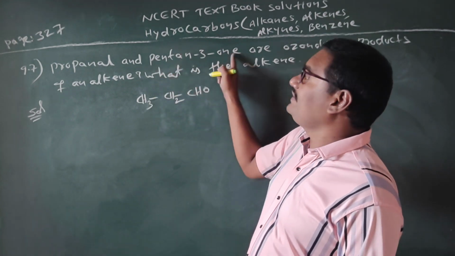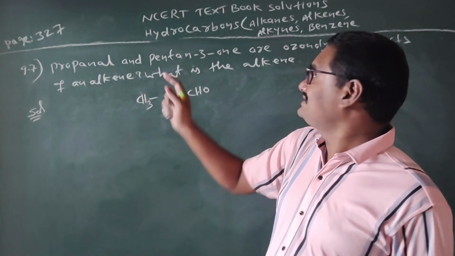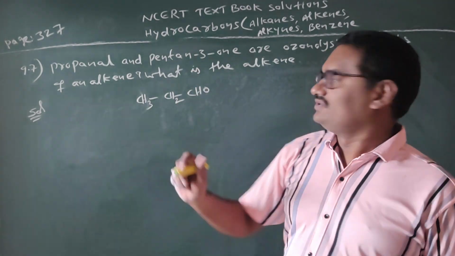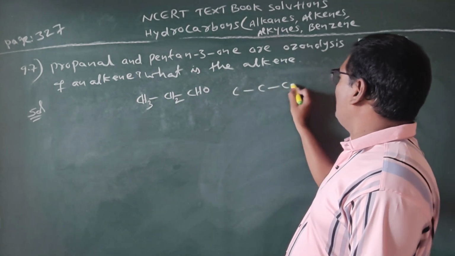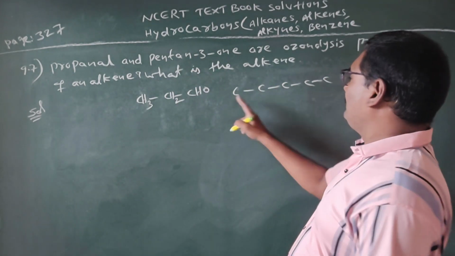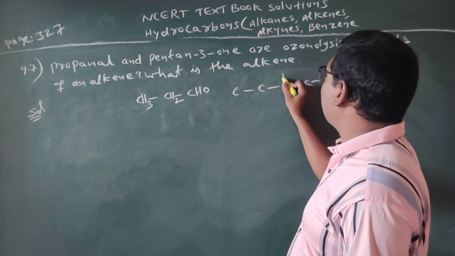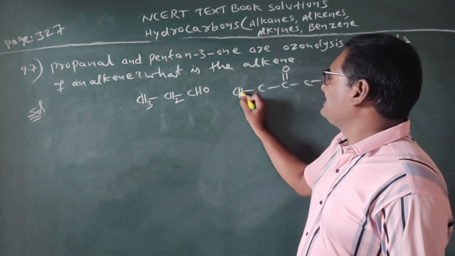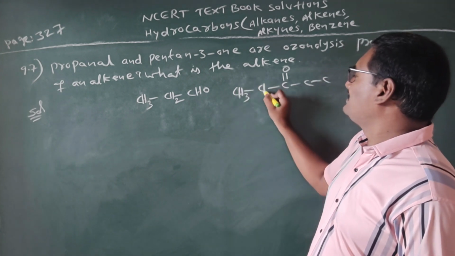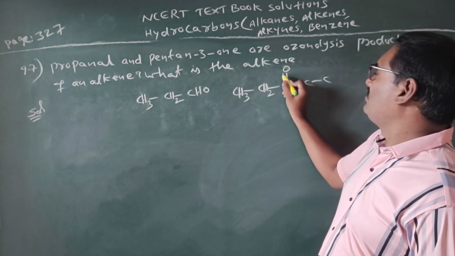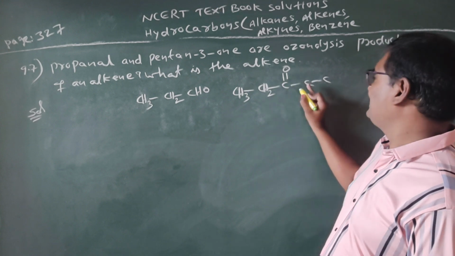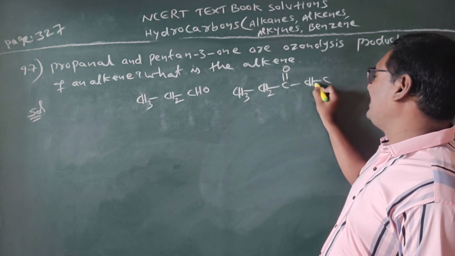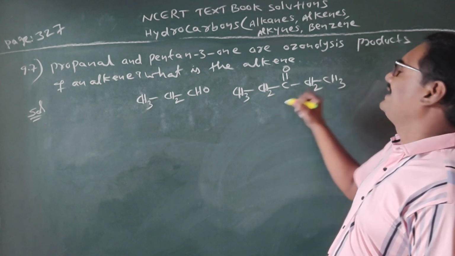Then pentan-3-one. Pent means 5 carbons. The third position contains a ketone. So the structure is 1, 2, 3, 4, 5. Then CH3 has 1 bond, here 2 hydrogens, here C double bond O has no hydrogens, here 2 hydrogens, and 1 bond means 3 hydrogens.